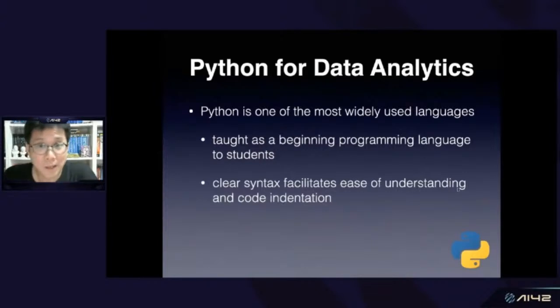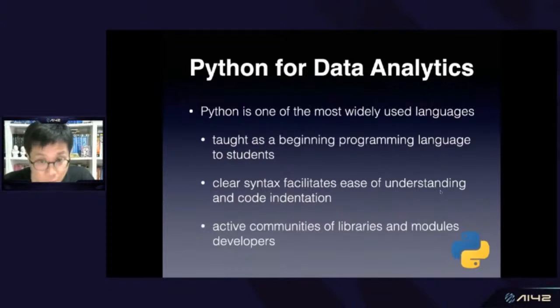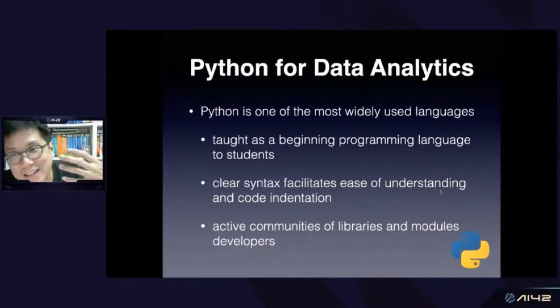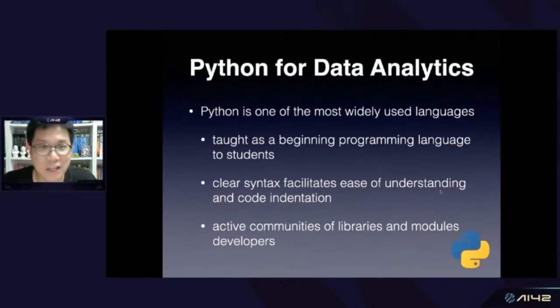So why is Python so useful, so easy? Because the syntax of Python is actually very clear, very English-like, and it forces the coder to indent the code, and that makes your code much more readable. And for this reason, a lot of schools are using that, and there is an active community of libraries and modules for Python. So today, if you want to perform a specific task, chances are there is a library out there, there is a module out there that is able to do what you want to do. And for this reason, Python is very, very popular.